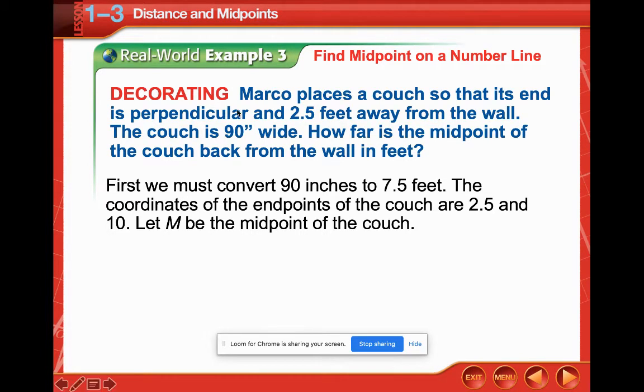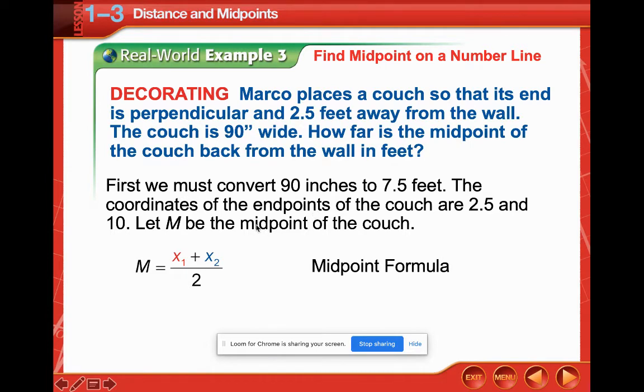Just to let you know, if this couch is perpendicular to the wall, it makes a 90-degree angle. So if the top of my screen is the wall, the couch would go this way. I'm guessing the TV would be on this wall or something. And it's 2.5 feet away from the wall. So here's the wall. The couch is 2.5 feet down, and then it's 90 inches wide, which is 7.5 feet. So it goes from 2.5 right here to 10 feet right here.